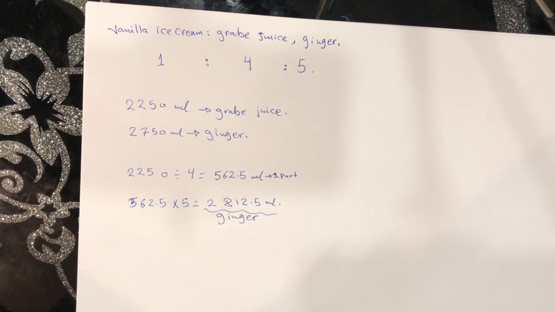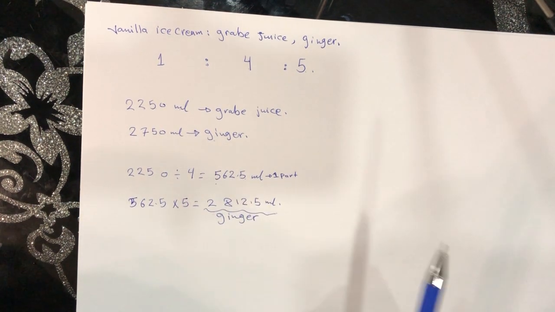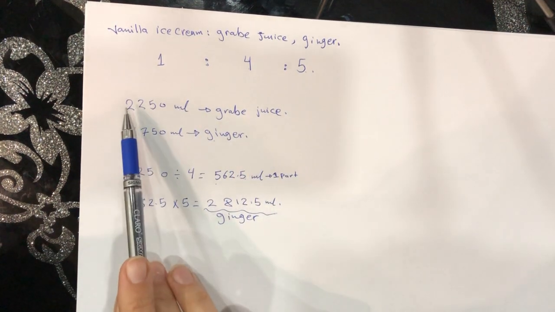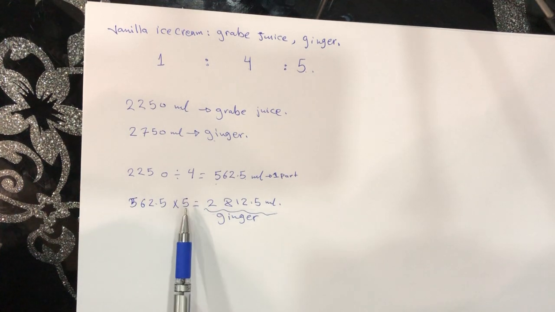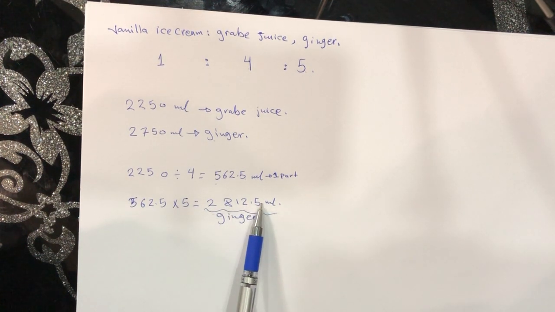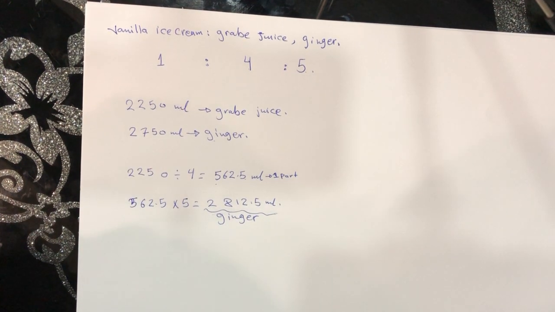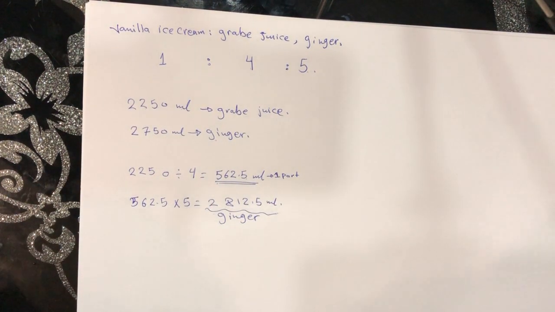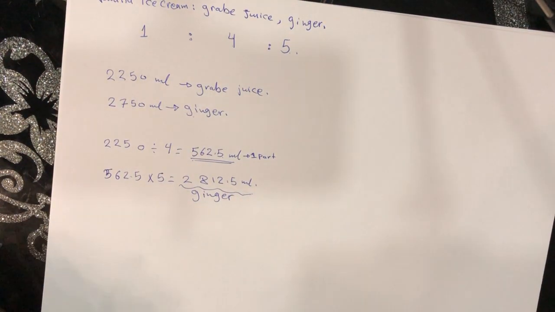She has as much as she wants from ice cream, so she can use 562.5. She can use the entire amount of grape juice that she has, which is 2,250 milliliters. But when she wants to use 5 parts of ginger, it will be 2,812.5, and she does not have that amount. She only has 2,750. So this cannot be 1 part or 1 unit. So I need to find a different approach.